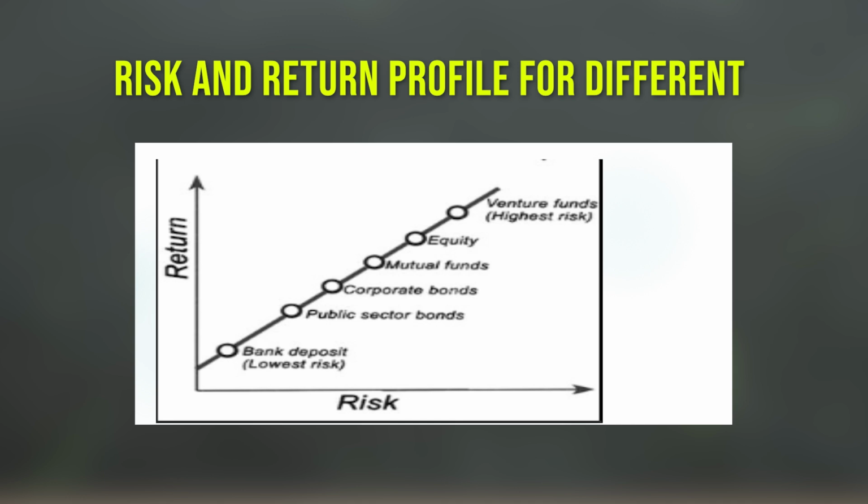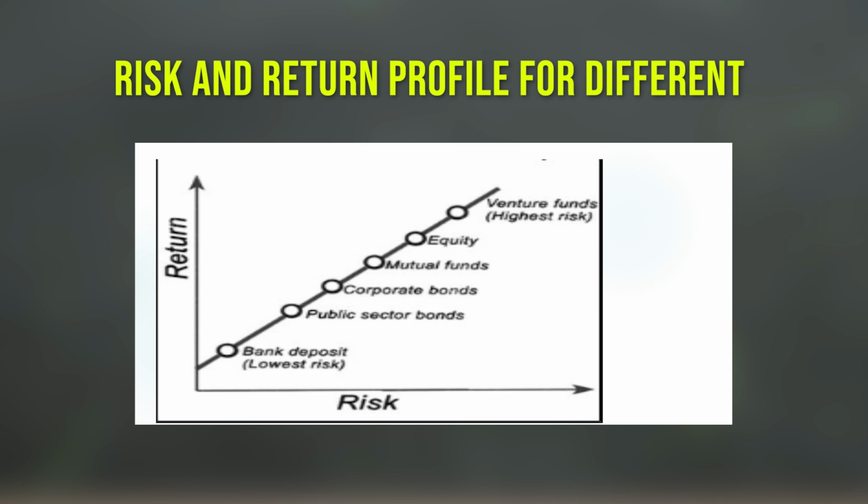Next one, you have seen the risk and return profile for the different securities. I have discussed with you four types of securities, and here is a diagram with horizontal and vertical lines. Horizontal lines show risk and vertical lines show returns.